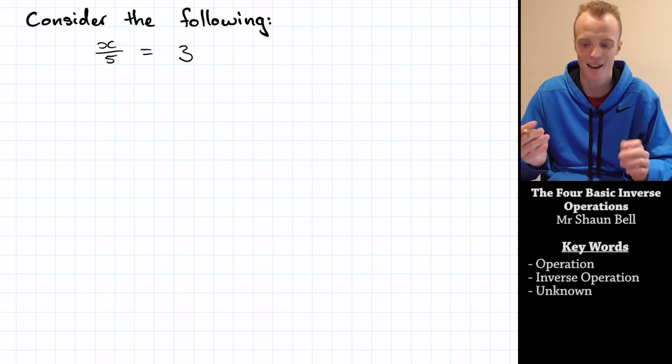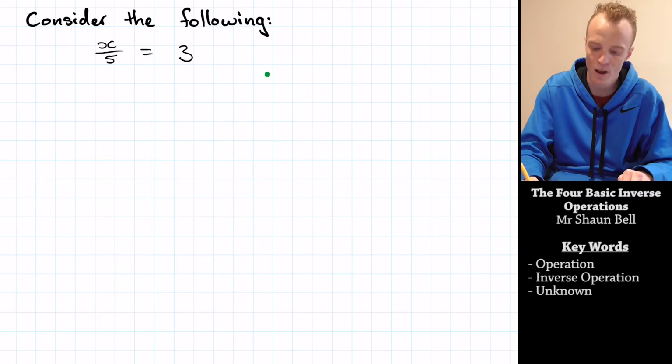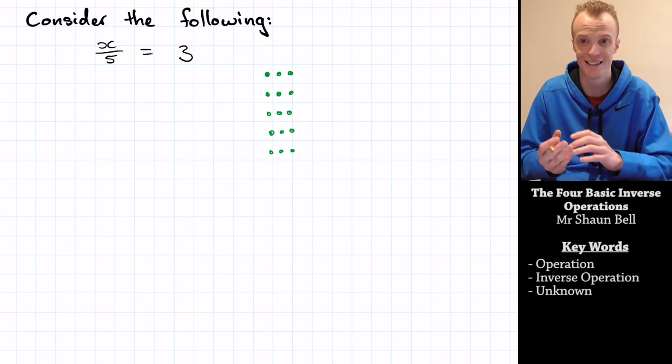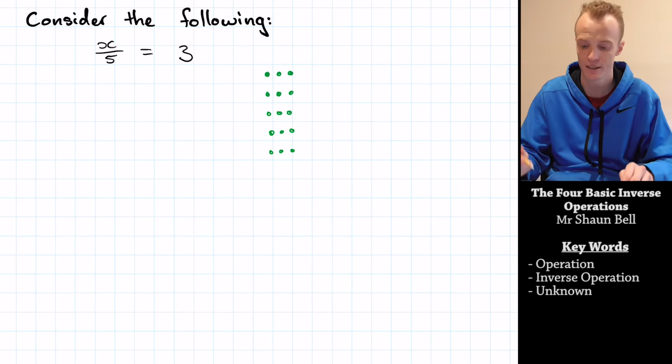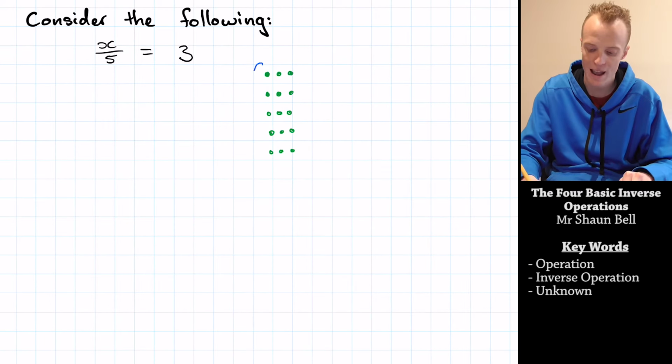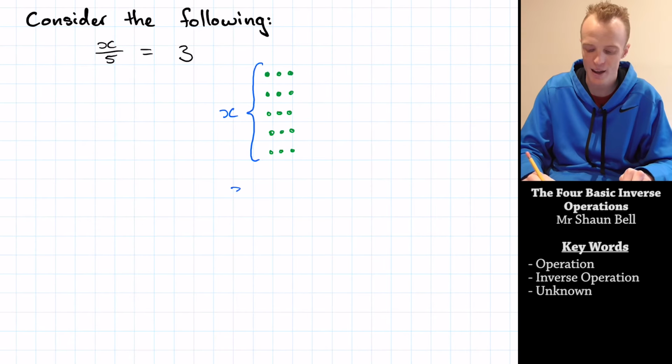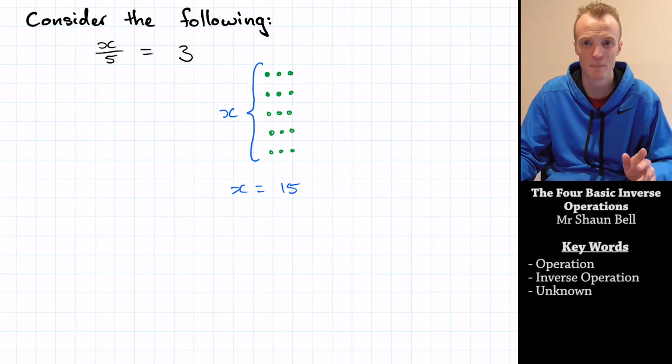So to represent that, I've got person 1 with 3 of these green dots, person 2 with 3 of them, person 3, person 4, and person 5. Now, if I added what each person had all together, we should actually have our starting amount. So when I add all of these together, I should essentially find what my x equals. That means our x must equal 15. But how do I get to that mathematically?